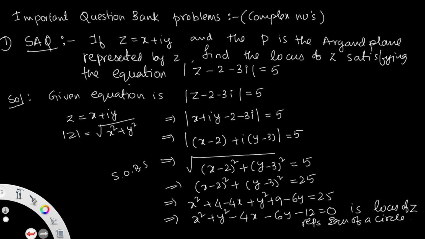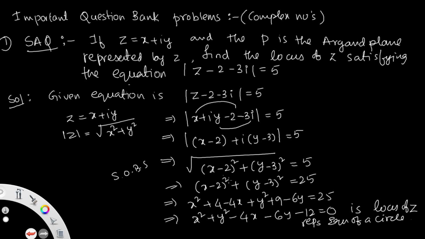Next, go to the second question. Just read what the question is. First, listen. If z equal to x plus iy and P is the point in the Argand plane represented by z, find the locus of z satisfying the equation mod of z minus 2 minus 3i equal to 5. The given equation is mod of z minus 2 minus 3i equal to 5, where z we can replace by x plus iy. It is given modulus of x plus iy minus 2 minus 3i equal to 5. Take real parts to real parts and imaginary parts to imaginary parts, that is x minus 2 plus i into y minus 3 equal to 5.